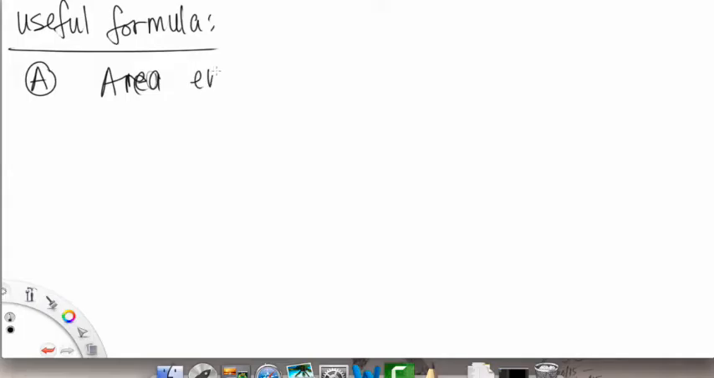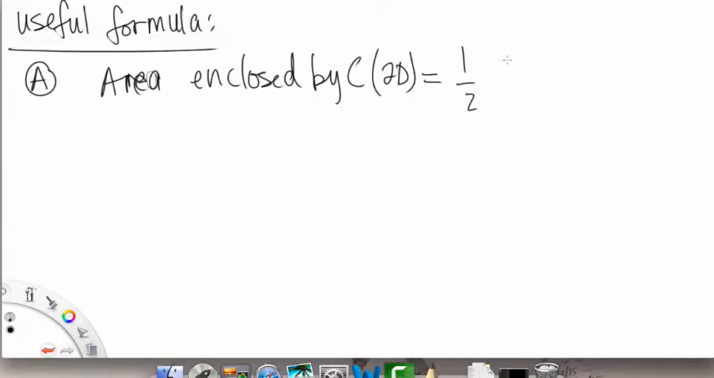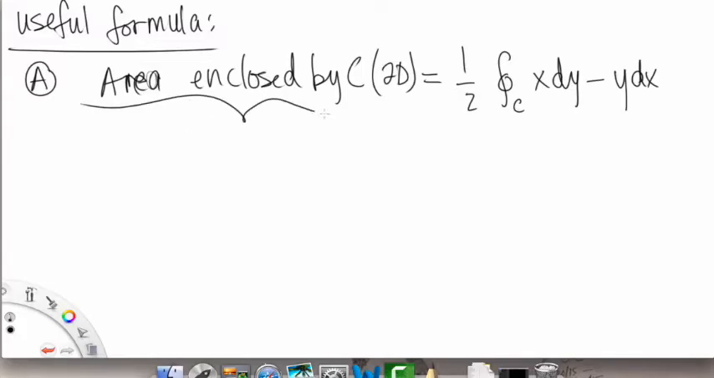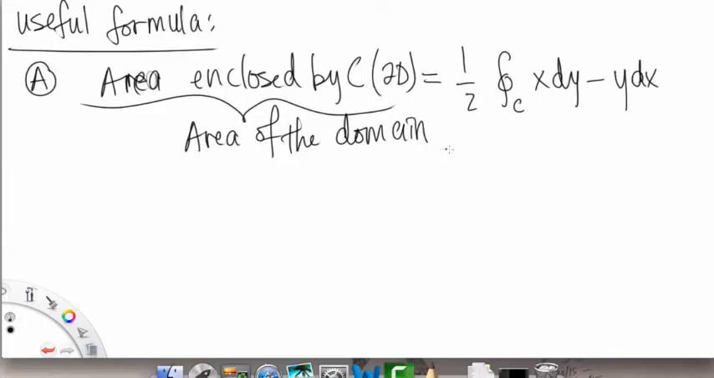So, the area enclosed by C, or also known as the boundary of D, is equal to the following: 1/2 times the integral over the closed curve C of x dy minus y dx. That's basically just saying the area of the domain. You can also write it, and it doesn't really change anything, if you change the order of these two things, then you just get negative y dx plus x dy.